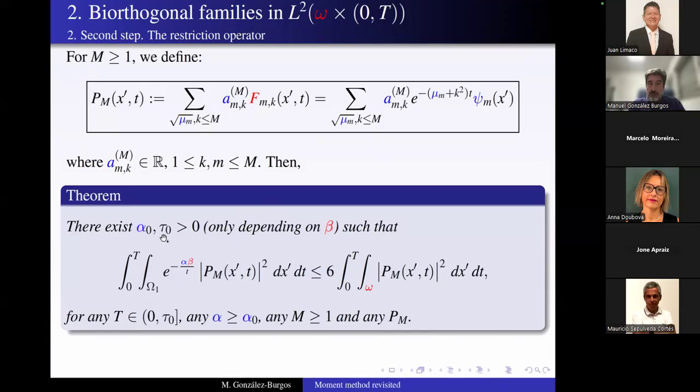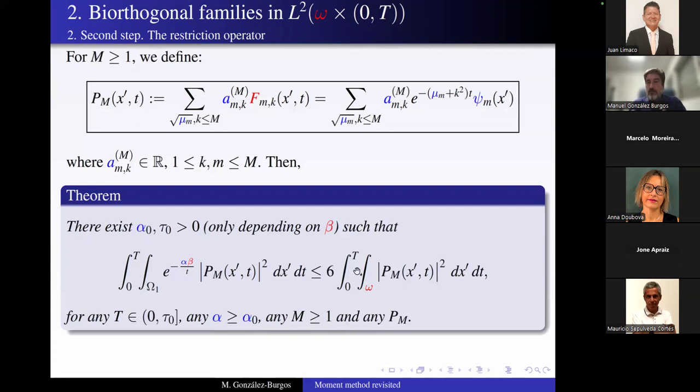There is a constant alpha 0 and a time t0, only depending on beta, such that we have this inequality. The norm of this finite combination in L2 of omega 1 times (0,t) with this weight, the negative exponential of alpha beta over t, is bounded by a constant times the integral of P_m, but in little omega times (0,t). Then the norm of P_m in L2 of omega 1 times (0,t) is bounded by the restriction of P_m to little omega. And this is true for any t less than or equal to tau 0, and for any alpha, and for any m, and for any P_m.